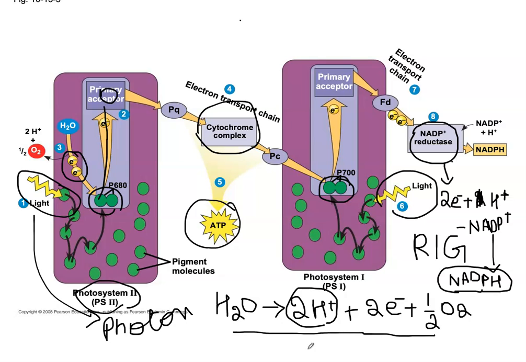It goes in and is accepted by P700. At the second photosystem, photosystem 1, more photons are coming in. Whatever energy it lost, it picks up again here, is picked up by a primary acceptor, goes down a chain, and is acted on by NADP plus reductase. The word reductase means that it is adding electrons to something. Remember, oxidation is loss and reduction is gain. Once it adds an electron, you are now producing NADPH.